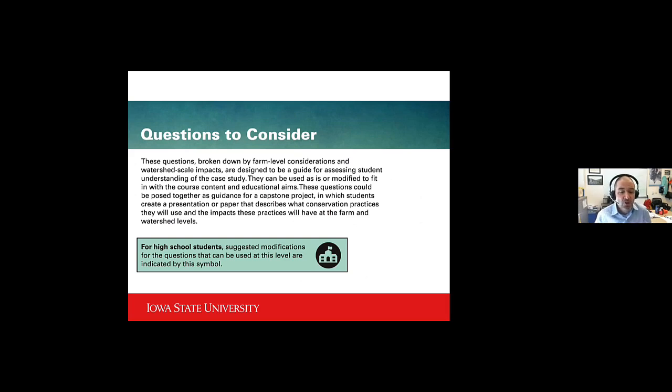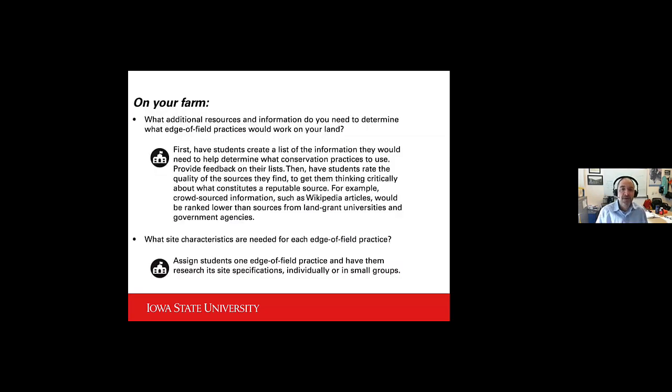Okay, so in these case studies and in the educator booklet, it talks about questions to consider, maybe how the students might work together to think about this problem and the conservation practices that could be put in on the land, or there could be suggested modifications for questions that could be used. As we're thinking about resources that the students would need in walking through this case study, there would be: what additional resources and information do you need to determine what edge of field practice might work on your land?